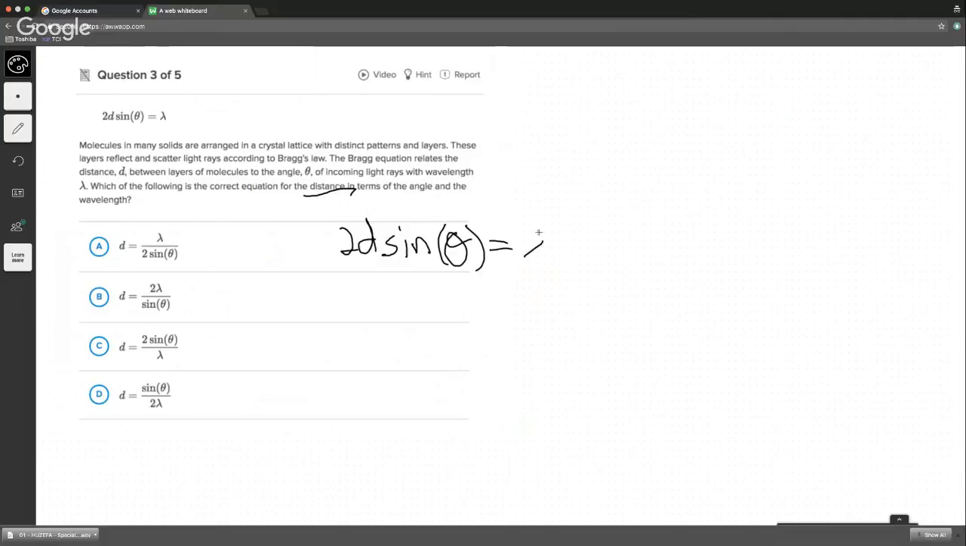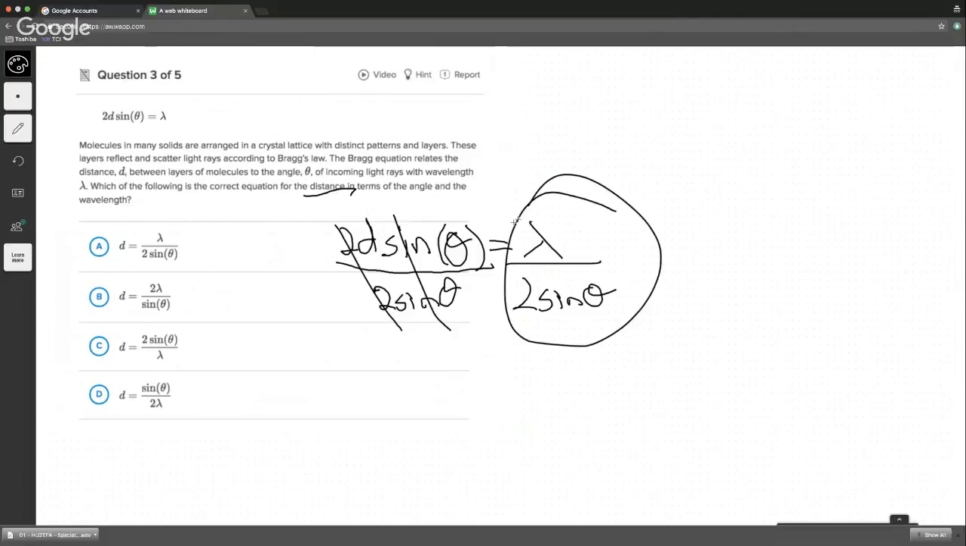So we've got this lambda already here by itself. That's cool. This is literally one step. We just divide both sides. Everything is being multiplied as one term, so we just divide by everything else. We want to leave the d, so we divide by 2 and by sine of theta on both sides. We divide by 2 sine theta. This goes away, and this 2 goes away. This is our answer. It's just lambda over 2 sine theta, which is A, it looks like.